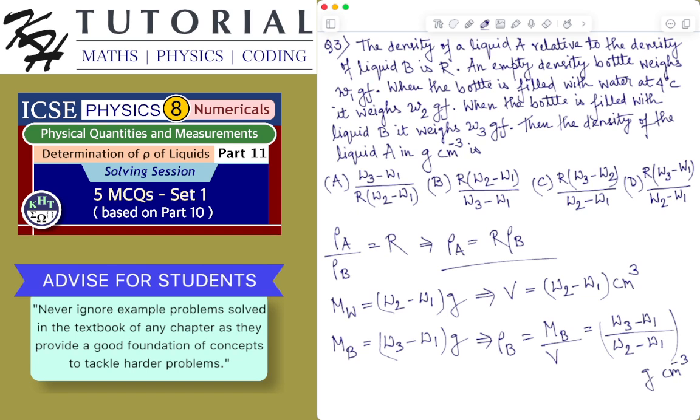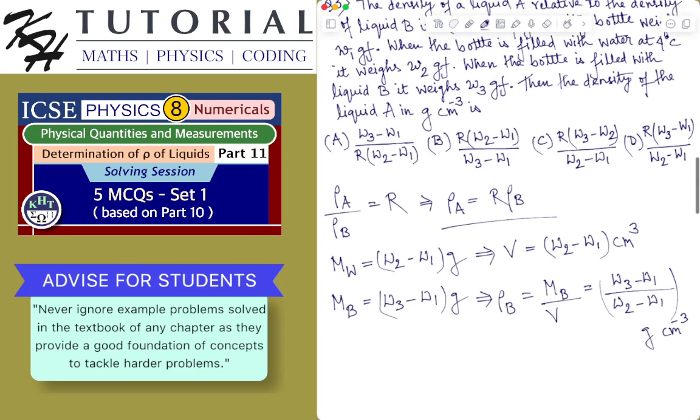Okay. So clearly, the density of liquid A we know is R into rho B, which will be equal to R multiplied by rho B, which we got as (W3 minus W1) divided by (W2 minus W1). This much gram per centimeter cube should be the density of liquid A. So the correct choice is choice D. D is the correct choice.